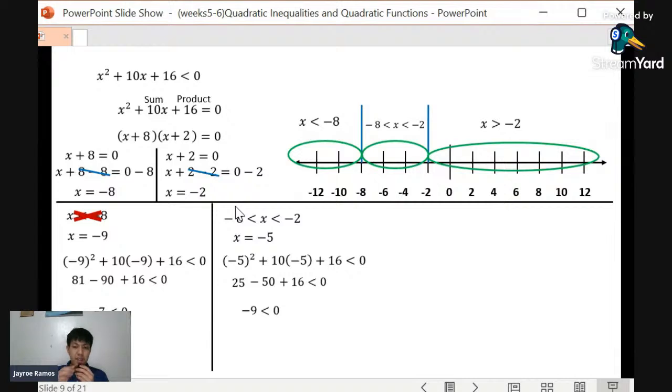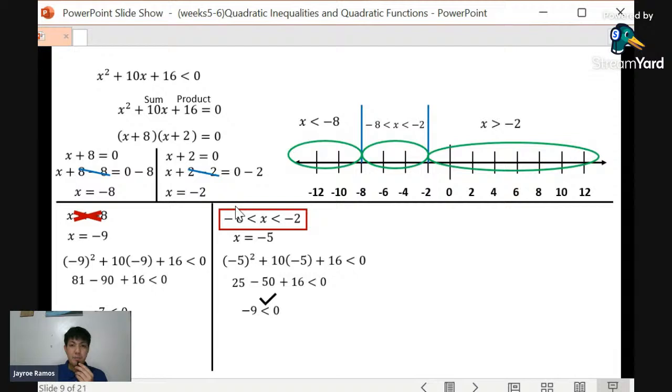Now, the question is, tama po ba ito? Is negative 9 less than 0? Tama po ba yan? So the answer is, of course, yes. Kasi negative yan eh. So lahat ng negative numbers ay mas mababa sa 0. So therefore, dahil tama yan, tama din yung inequality natin. So itong inequality natin na x is greater than negative 8 but less than negative 2, okay? So ito yung ating solution set.